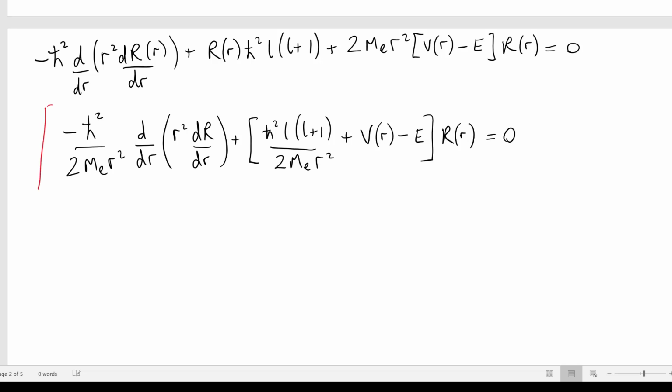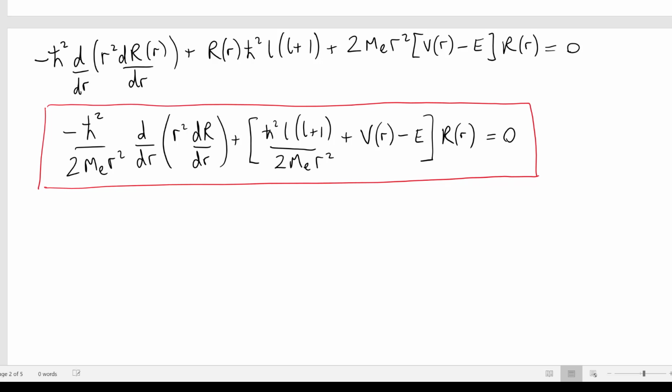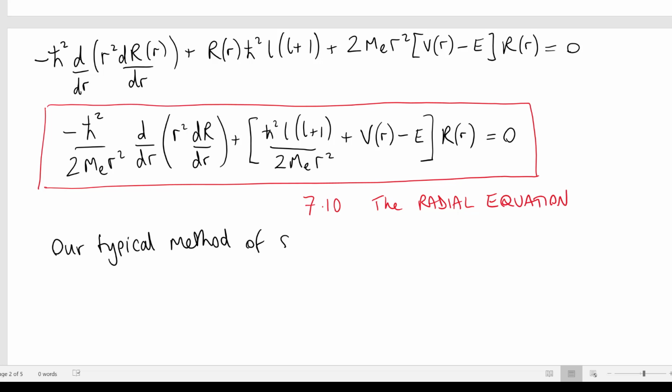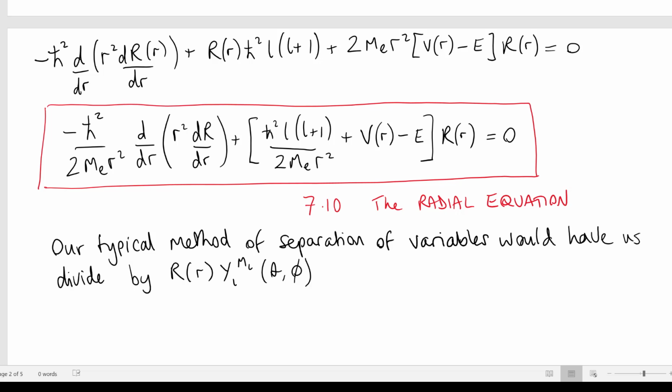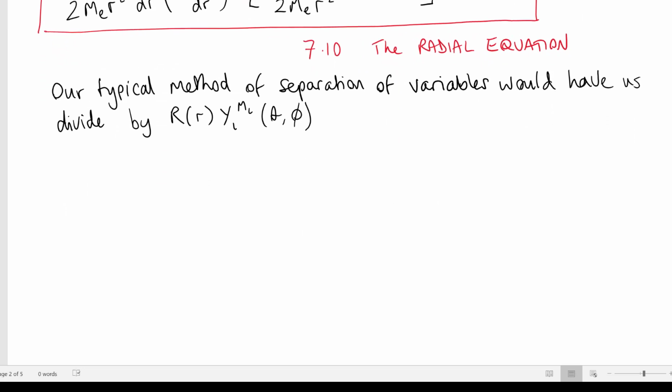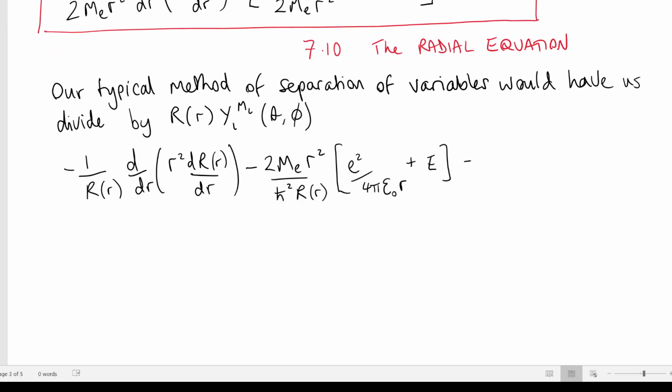And from this, we recognize what we're going to call the radial equation. Just to be clear, our typical method of separation of variables would have us divide by the full expression, and I recommend this as an exercise. And what we would find, I'll provide the result, is as follows. This is another form of writing the radial equation.